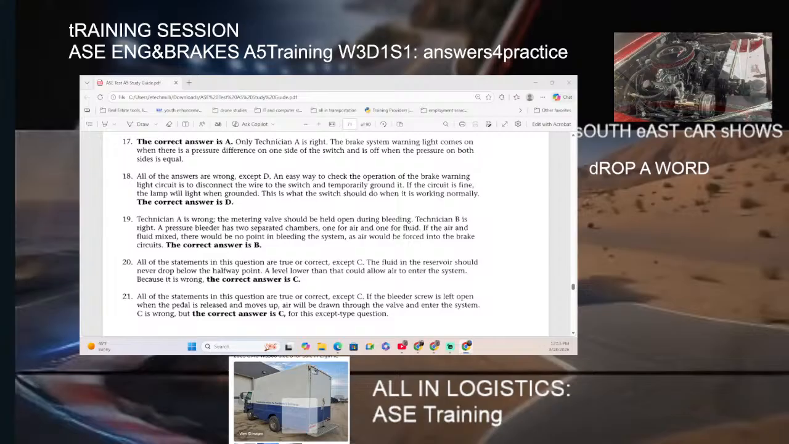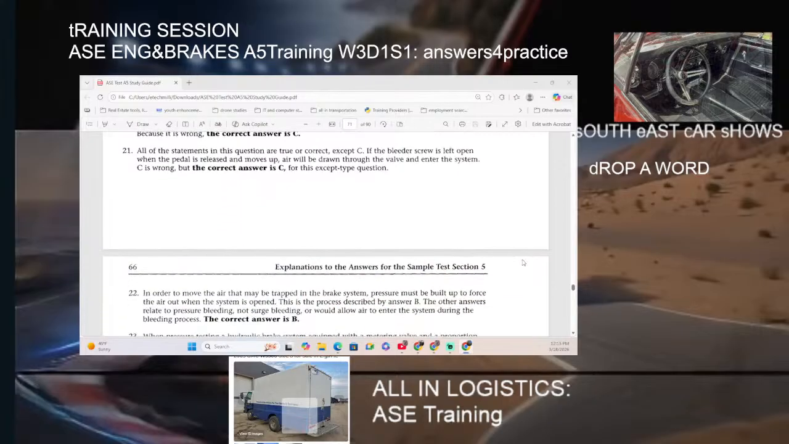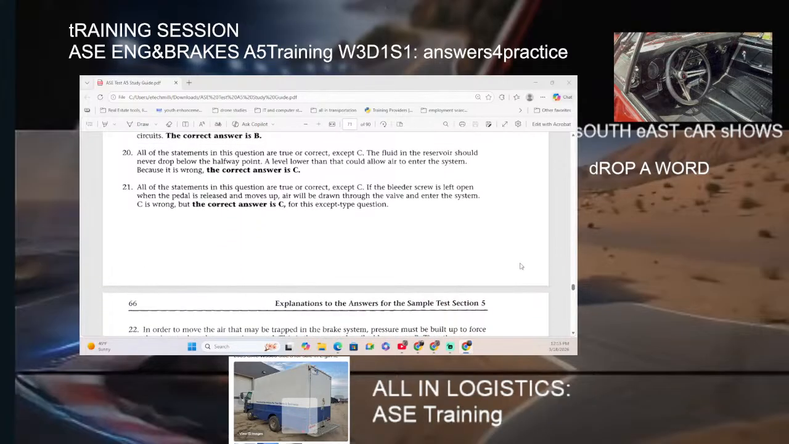20. All of the statements in this question are true or correct, except C. The fluid in the reservoir should never drop below the halfway point. A level lower than that could allow air to enter the system. Because it is wrong, the correct answer is C.